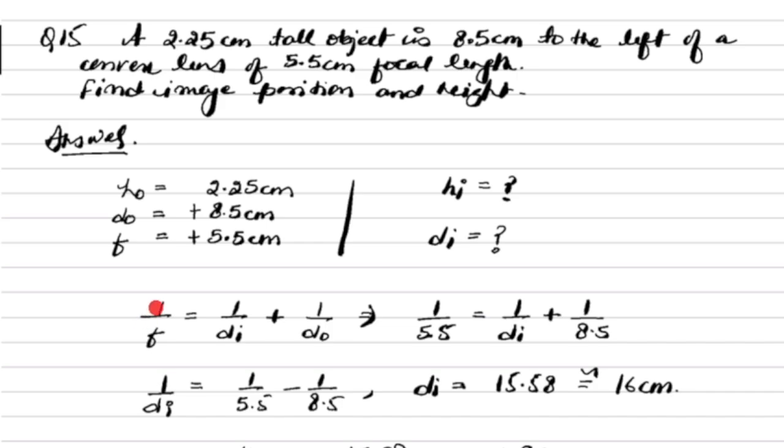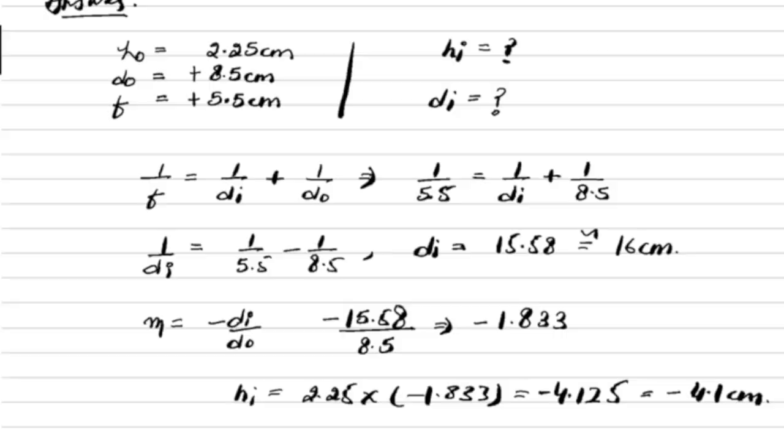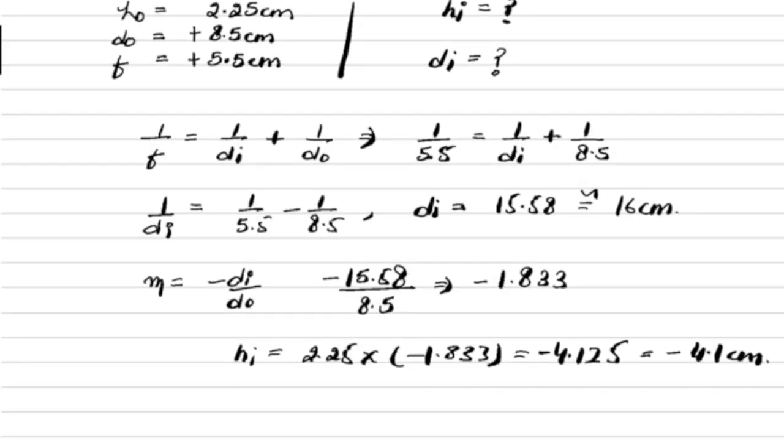So we'll use the lens formula. 1 by f will be equal to 1 by di plus 1 by do. And then similarly, if you solve it, you will find out that di is equal to 15.58, or you can say 16 centimeter around. So we'll get di easily from the lens formula. And now further, they're asking about the height of the image. So let's calculate that. We can get it from the magnification formula.